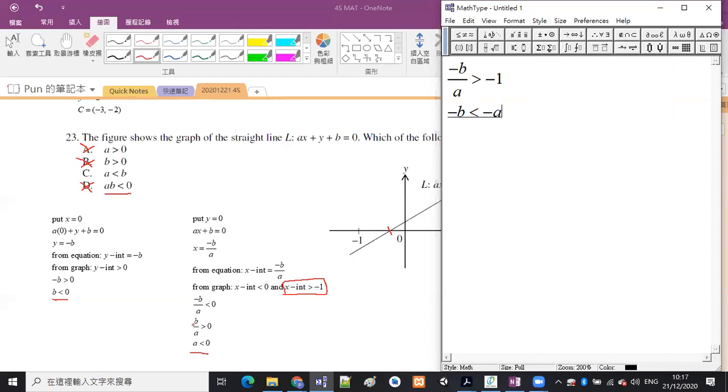Okay? So if negative b is less than negative a, which means that a, so I just add the negative a back to the left hand side. Okay? Or we do this. B is larger than a, right? Okay, if negative b is less than negative a, then b should be larger than a, which means that a should be less than b. Okay, so option C should be correct.